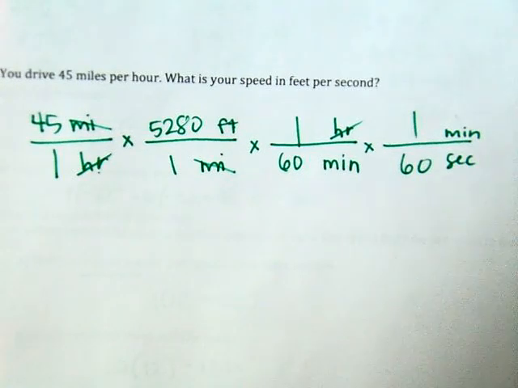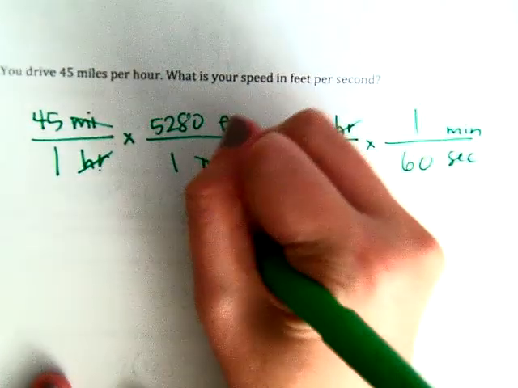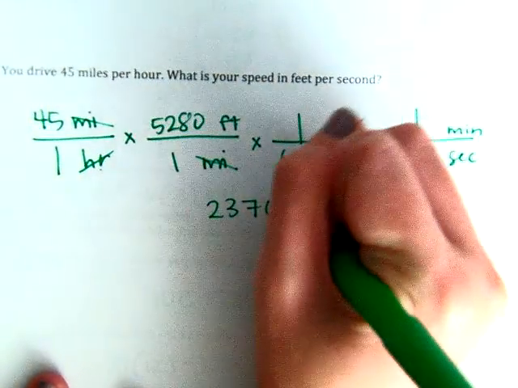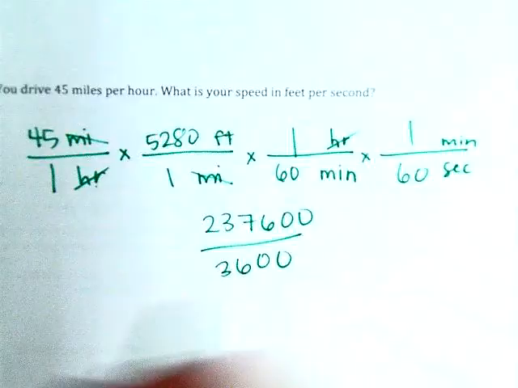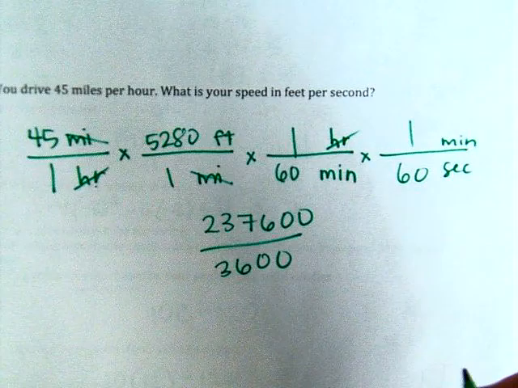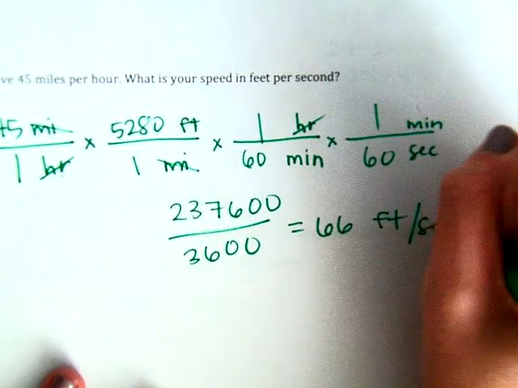So I'm going to multiply the top. 45 times 5,280. And I get 237,600 divided by my 60 times 60, 3,600. And I get 66 feet per second.